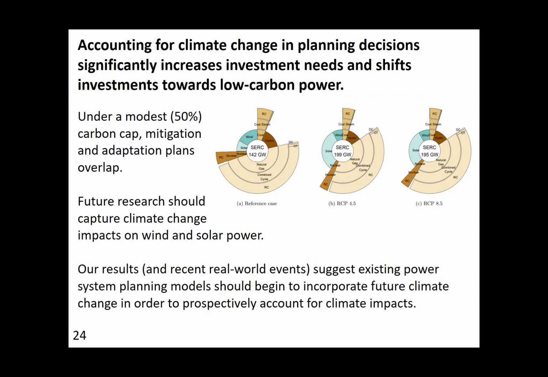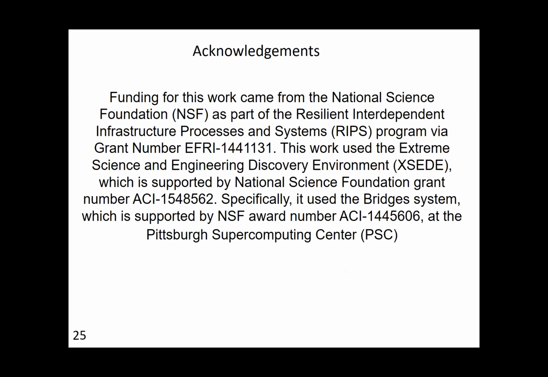And one limitation here is that because of the difficulties of downscaling, we do not quantify changes in wind and solar power. And finally, given what's been happening in California, for instance, and given our research results, it suggests that current planners in the real world should really begin to incorporate these impacts, because while we and others run our analyses for mid-century, these are not just mid-century problems. These are problems that will increasingly happen in the near term.